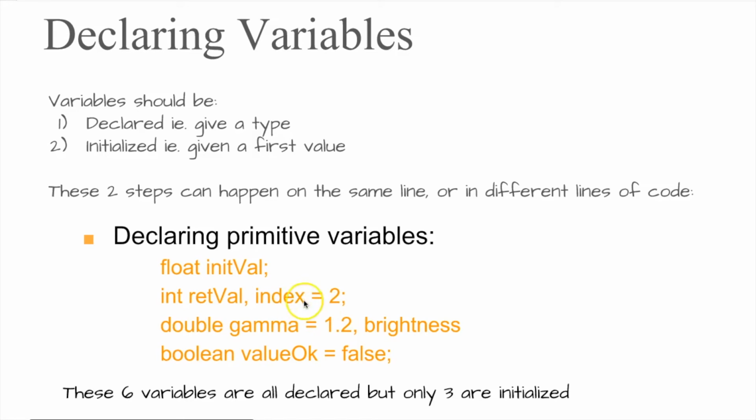However, these are also in the same line as int, so these are also declared. So this variable here has been declared. This variable has been declared. This variable has been declared and then initialized. This variable has been declared and then initialized. This variable has just been declared. This variable has been declared and initialized.